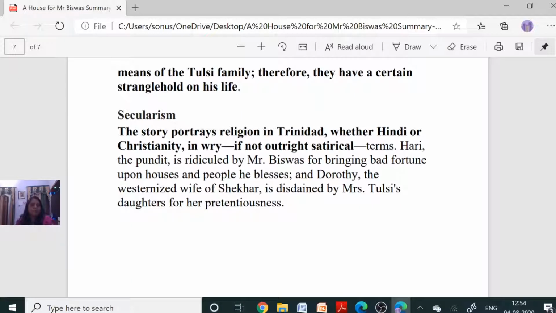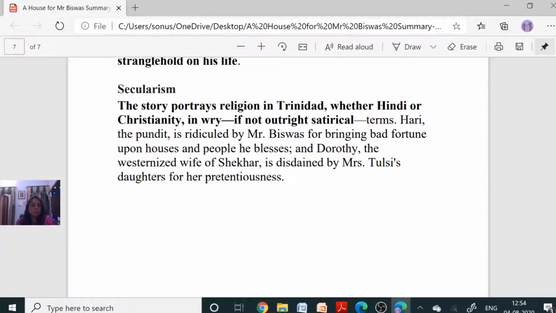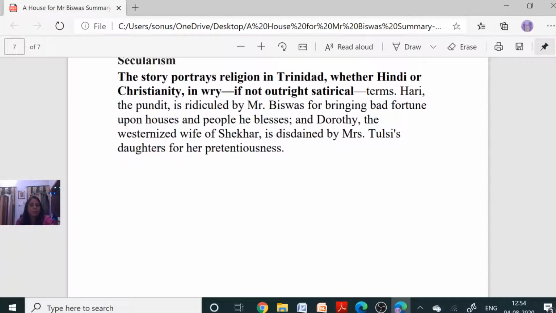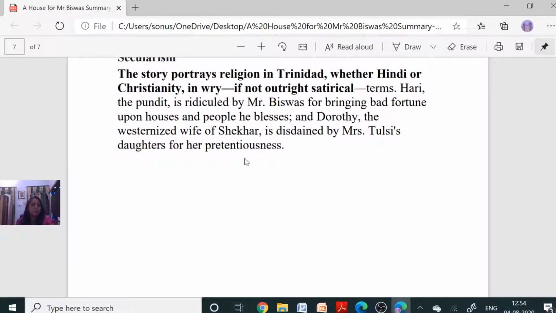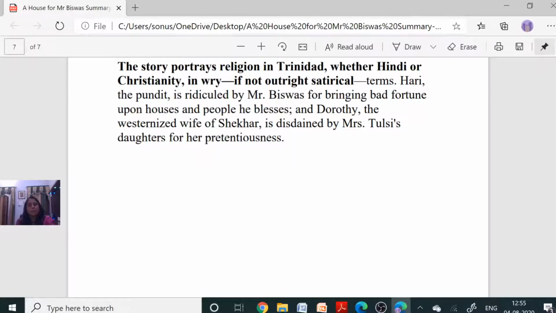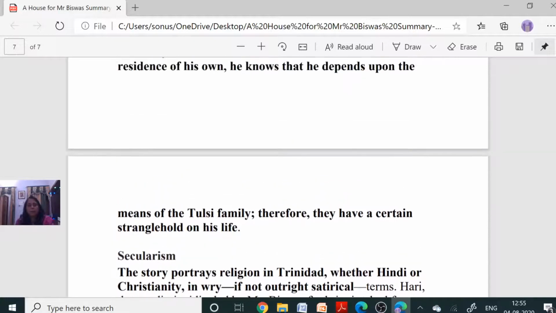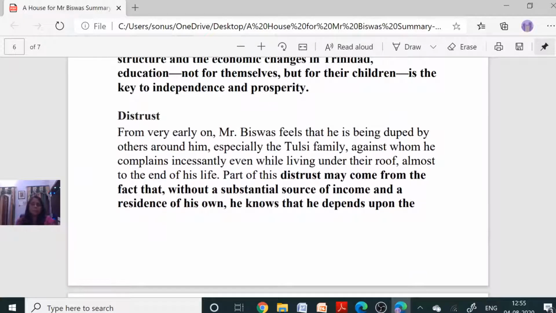You also have the element of secularism, where the story portrays religion in Trinidad, Hinduism or Christianity, as dry, if not outright satirical. You see that there is a prophecy that Mr. Biswas is going to bring a lot of misfortune to the family, and you also see the pretentiousness of Mr. Tulsi's daughters. There is the character Dorothy, the westernized wife of Shekhar, who is disdained by Mr. Tulsi's daughters for her pretentiousness. So both religions, Hinduism and Christianity, are not outrightly satirized, but still they are presented in a very wry manner.